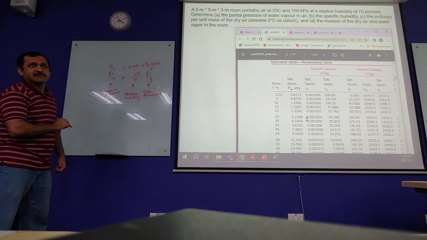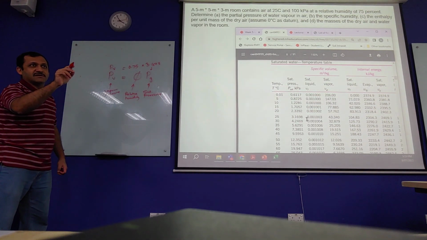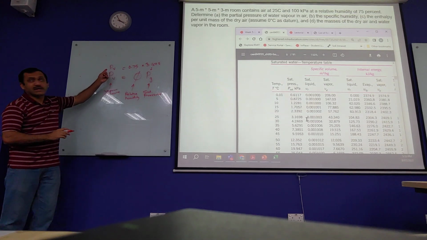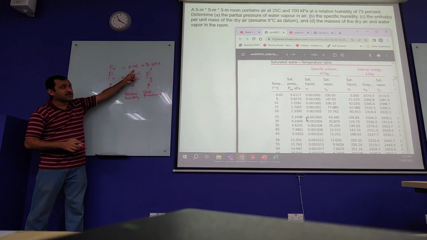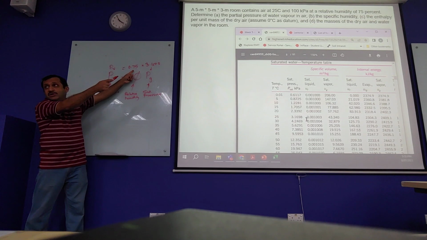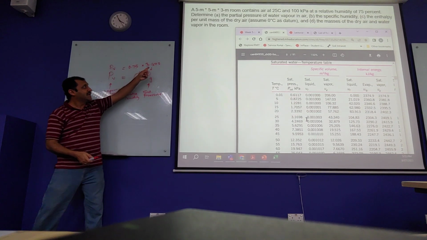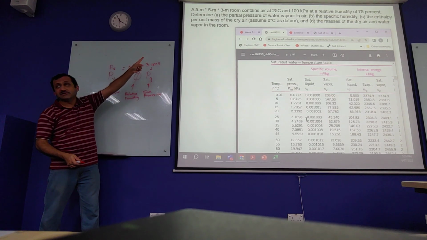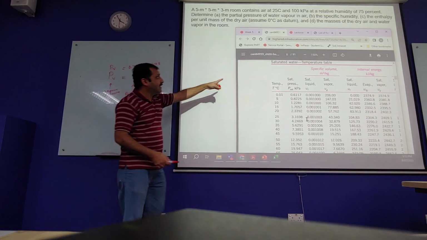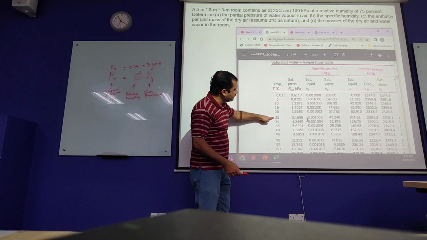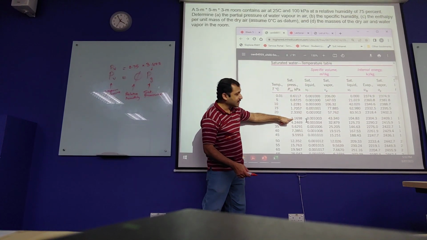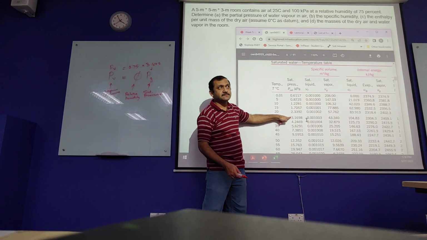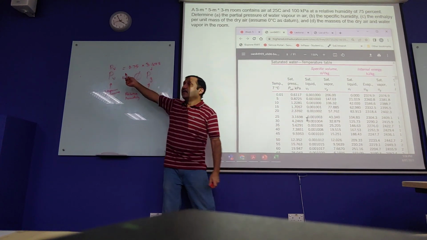Is that clear? Anyone not clear how what I did? That is the relative humidity given in the question, 75%. That is the saturation pressure, and the given temperature is 25 degrees Celsius. So at 25 degrees Celsius, the saturation pressure of water is 3.1698. And that gives you our vapor pressure.